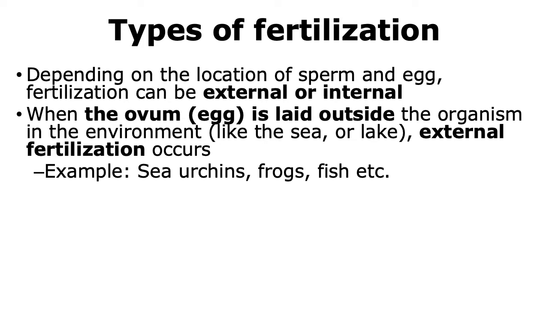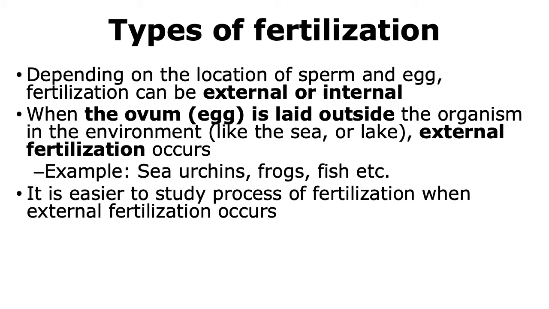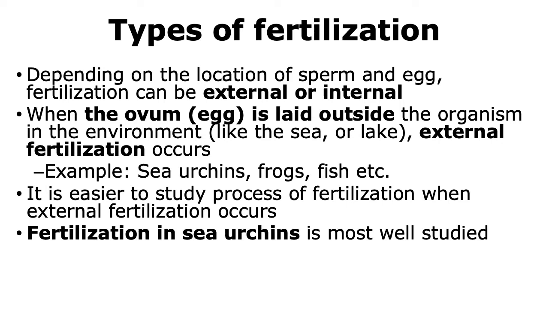External fertilization is seen in a wide variety of organisms that include sea urchins, frogs, fish, and many other types of invertebrates. It is easier to study the process of fertilization when it is external. And we know a lot about fertilization by studying fertilization in sea urchins.